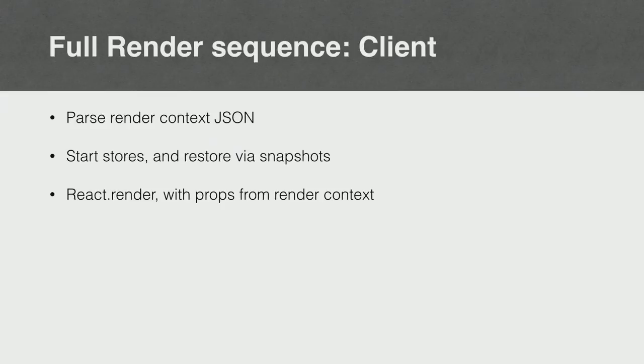On the client, the steps are really easy. You just parse this render context that we passed along. You start the stores, you restore them via snapshots, and then you render, and off you go, and you're ready to run your application client side isomorphically. So, the overall summary.